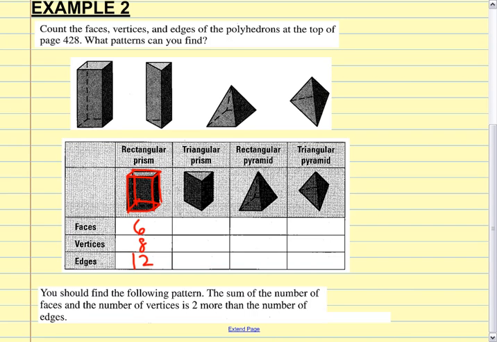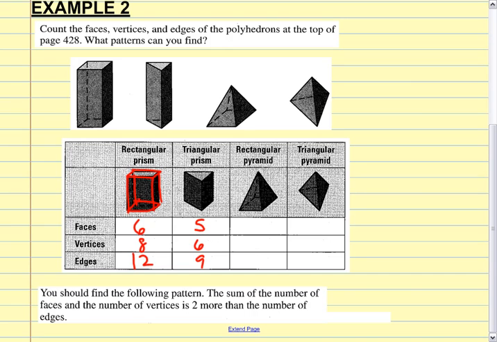Rowan, how many faces for the triangular prism? 5 faces. How many vertices? No. How many vertices, Elise? Is it 6? 1, 2, 3, 4, 5, 6. Yeah, I like it. And how many edges? Aiden? 9. 3 on top, 3 on the bottom, and then the 3 connecting them. Okay, so 9. All right.